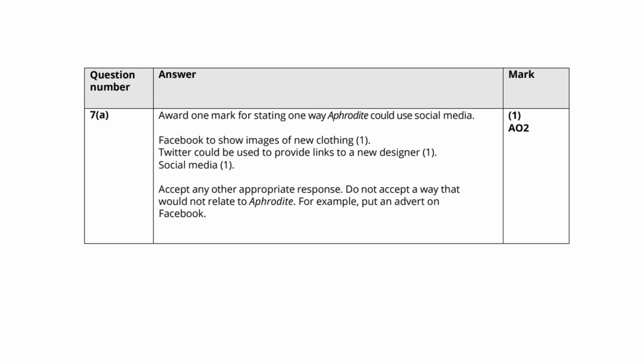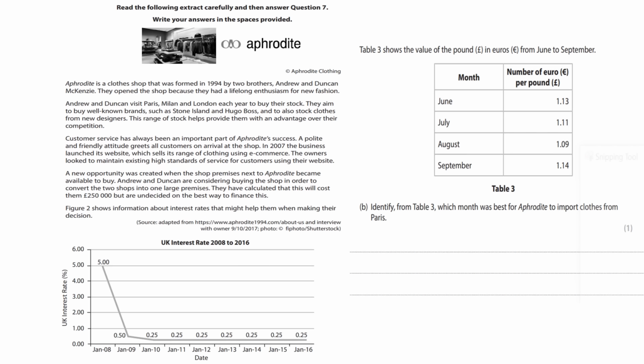So the answer to this question does again need to be tied into the case study. So Facebook could show images of new clothing. Twitter could be used to provide links to a new designer. We have a 1 mark identify question. Identify questions require candidates to read off a graph or interpret a table.